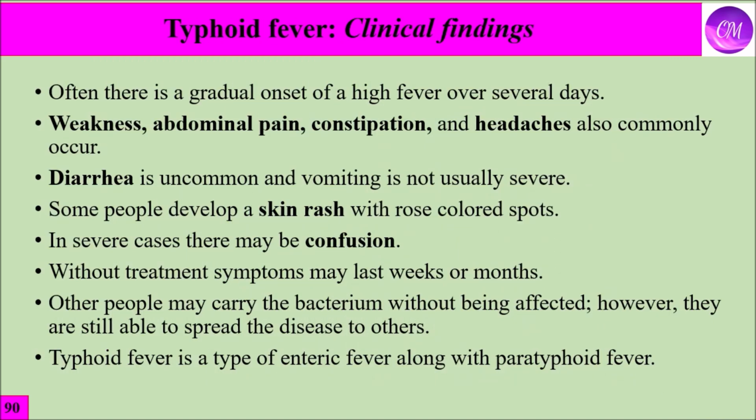The clinical findings of typhoid fever. Often there is a gradual onset of a high fever over several days. Weakness, abdominal pain, constipation, and headaches also commonly occur. Diarrhea is uncommon and vomiting is not usually severe. Some people develop a skin rash with rose-colored spots. In severe cases, there may be confusion.